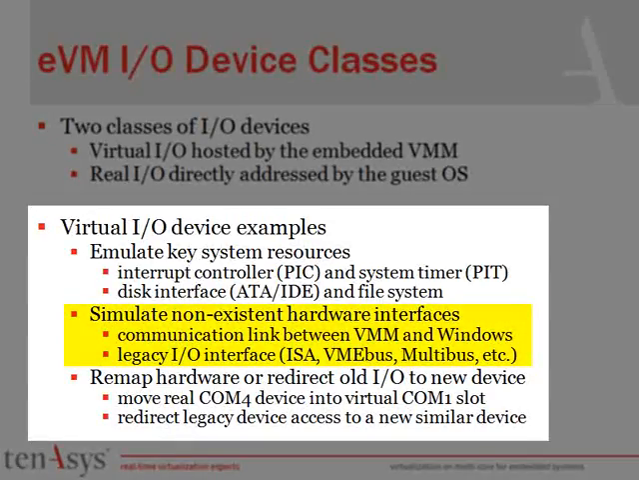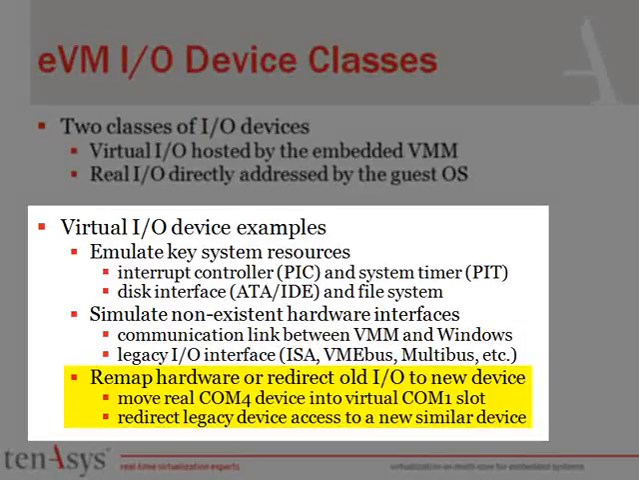Other reasons for virtual devices to exist in the eVM system would be to simulate old hardware that's been removed, but you still need to continue to use software to talk to it. For example, an old VME bus interface or multibus interface, or to remap hardware to a preferred location. For example, you might partition a COM4 device to be used as a COM1 device in the virtual machine, and so you simply need to remap the I/O addresses so that your software, which wants to talk to a COM1 device, in fact talks to the COM4 device.